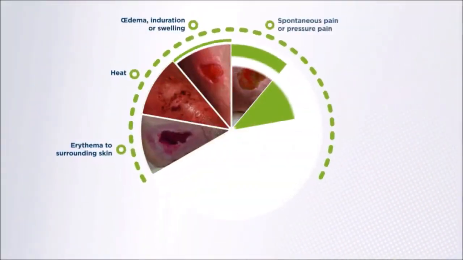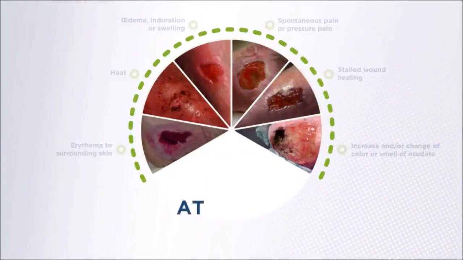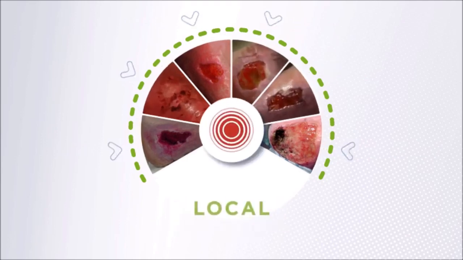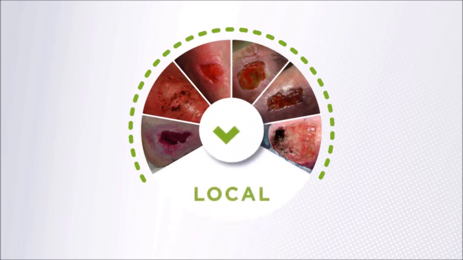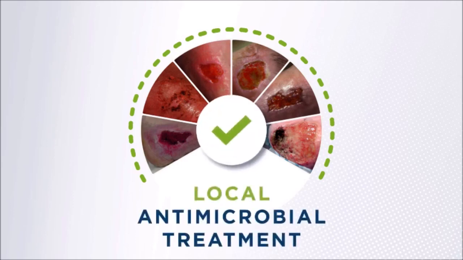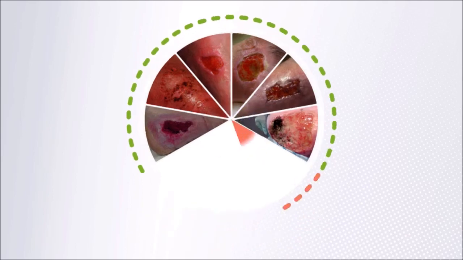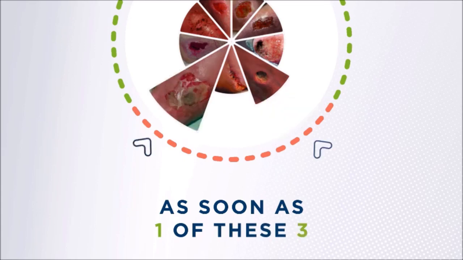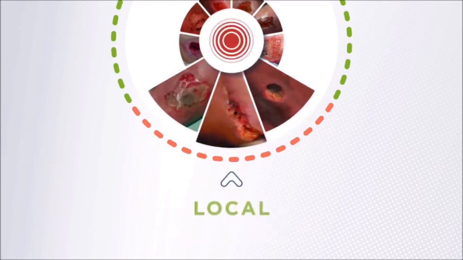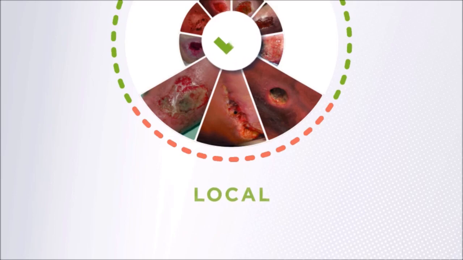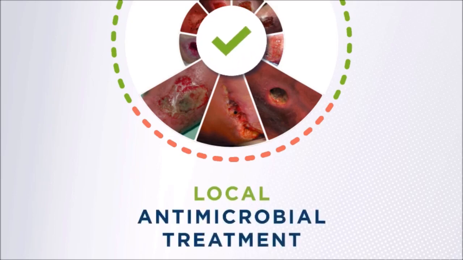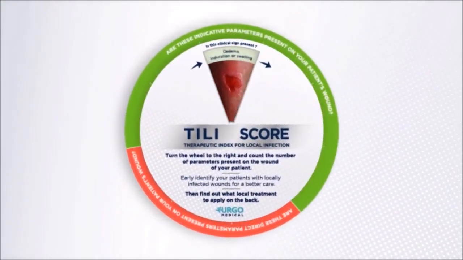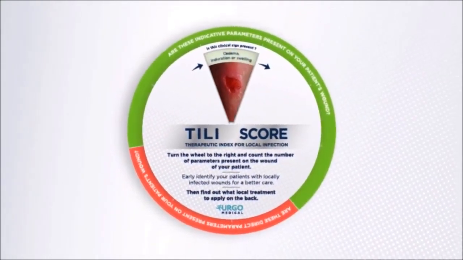6 indicative parameters have been identified. If at least 5 of these 6 indicative parameters are present, there is a local infection, and a local antimicrobial treatment is recommended. There are also 3 direct parameters. As soon as one of the 3 direct parameters is present, there is a local infection, and a local antimicrobial treatment is recommended. A practical tool has been developed to help you implement the TILI score.